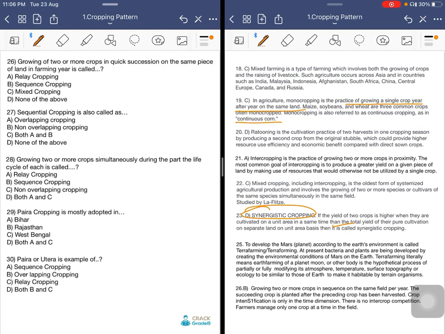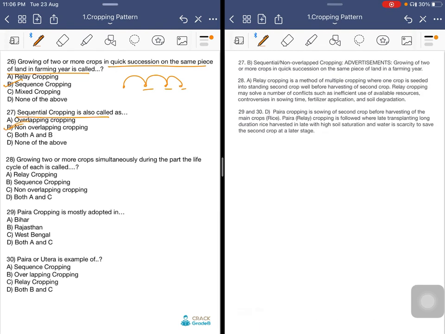Next: growing two or more crops in quick succession on the same piece of land in a farming year is called sequence cropping. Here there is succession of the same crop year after year on the same piece of land. Sequential cropping is also known as non-overlapping cropping, that is option B, because we sow the second crop just after harvesting the first crop.